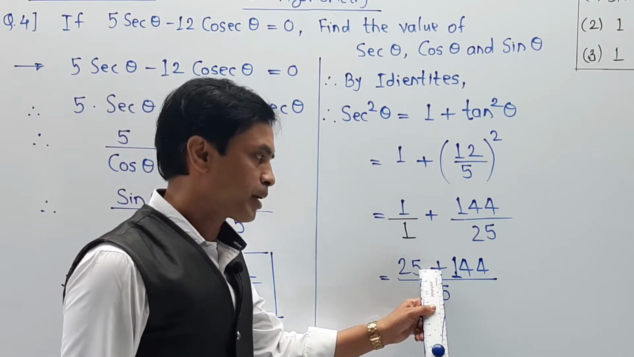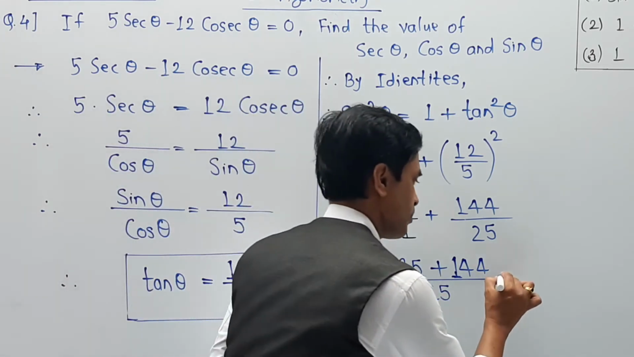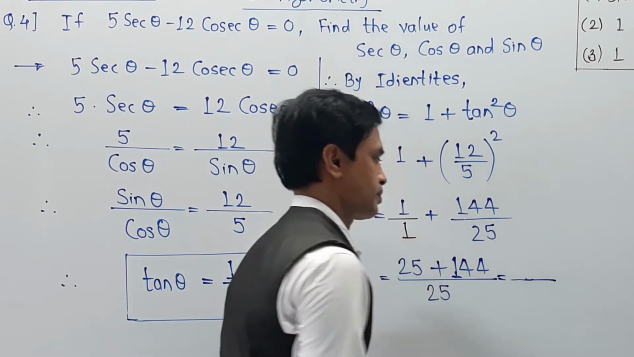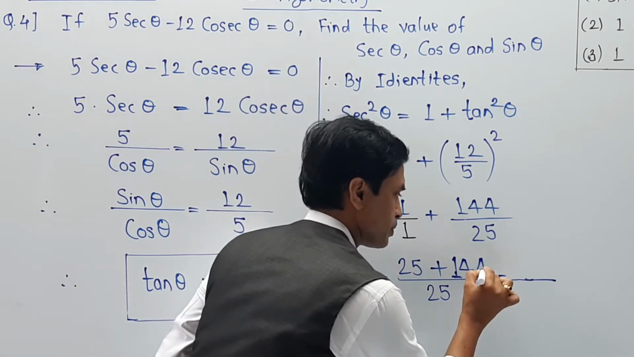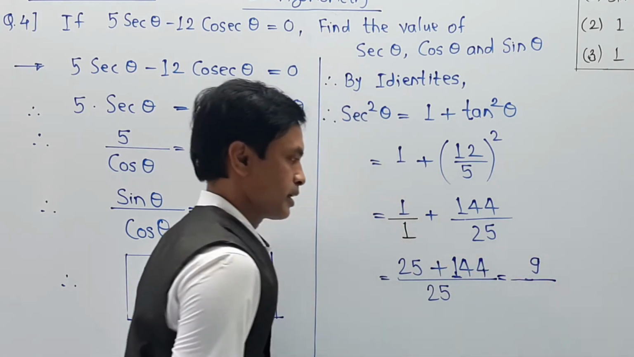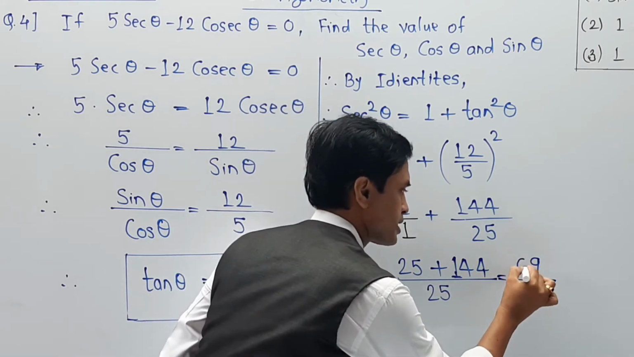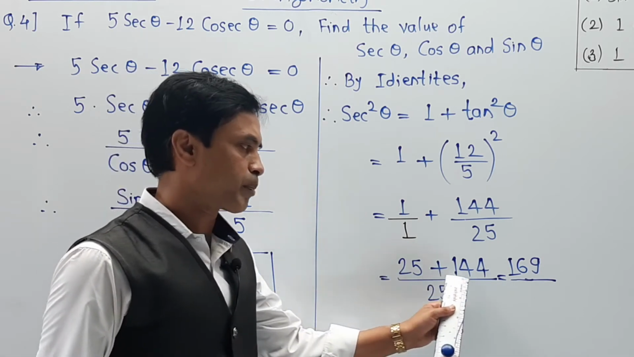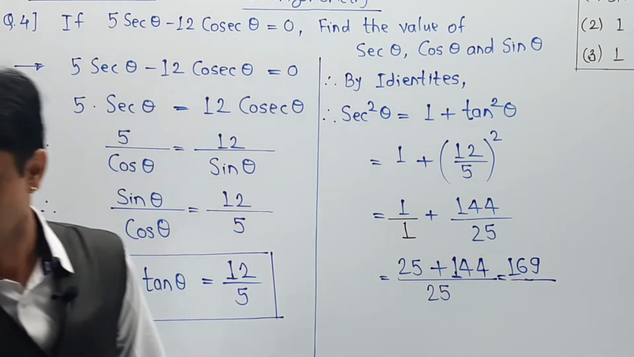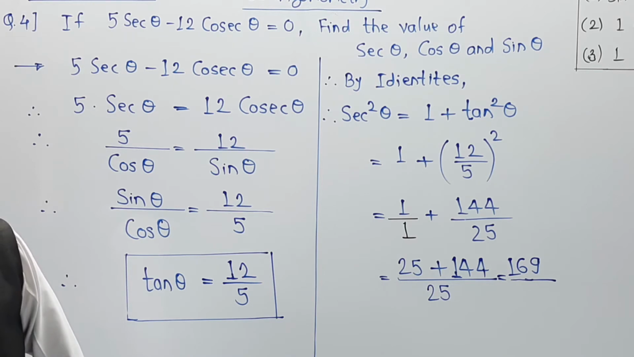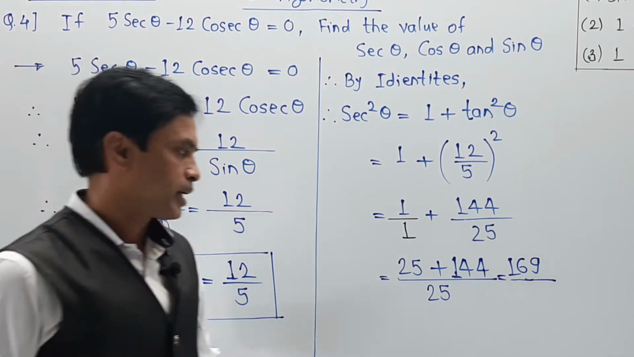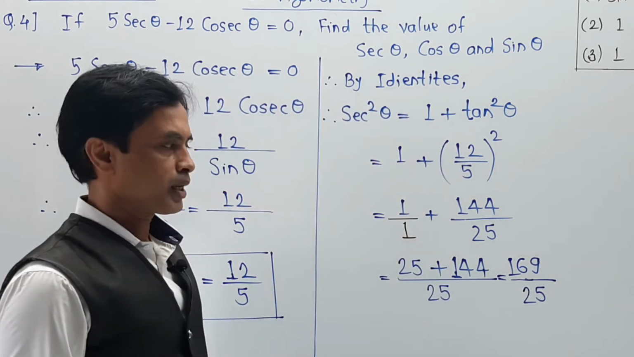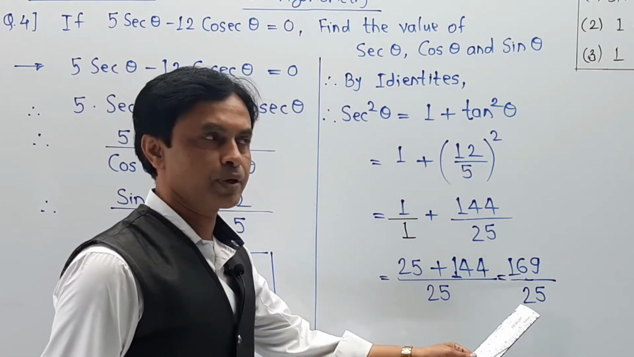Now here it becomes (25 + 144) divided by 25, making it a simplification, and the part is 4 plus 5, that is 9. Next 4 plus 2, that is 6, and this one as usual. So this addition of 25 plus 144 becomes 169. Now divided by 25 as usual. So this answer becomes 169 upon 25.